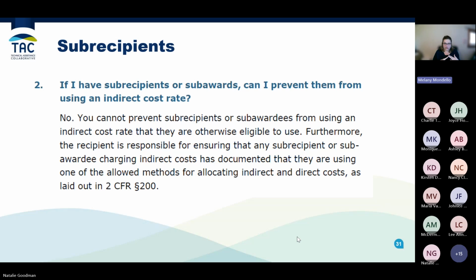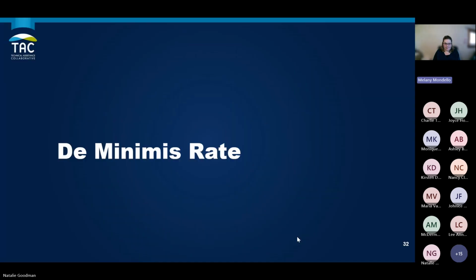They have a negotiated rate that they can prove. You still have oversight and they should still be able to explain to you kind of how they're getting there. But you can't just blanketly say, no, I don't want to because it's too much work. You may have decided that at your agency level, but you can't decide that for your subrecipients that are part of your award. Okay, let's go to the next slide.